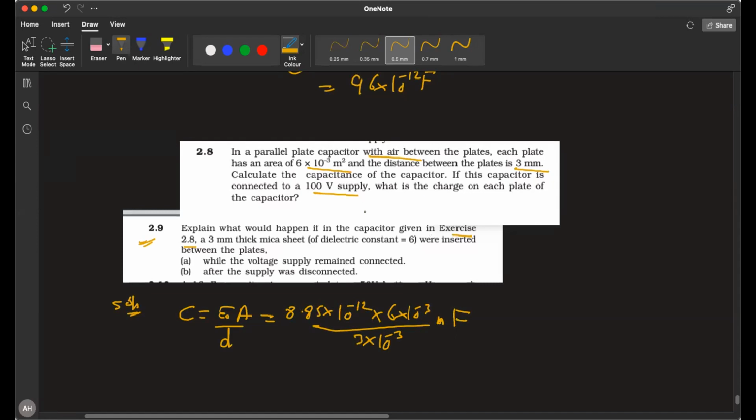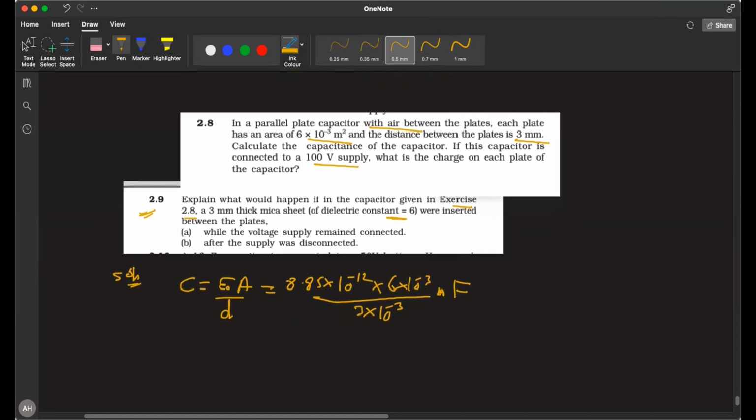So it's asking what will happen if you introduce a dielectric of dielectric constant 6 between the plates, a 3 mm mica sheet. So what does it mean? Is it inserting the sheet partially or fully? Ishma, what do you think? A 3 mm thick sheet. Is it inserting the sheet partially or fully between the plates of the capacitor? No answer from Ishma. Minashi? Partially. Partially, okay. Saifullah?